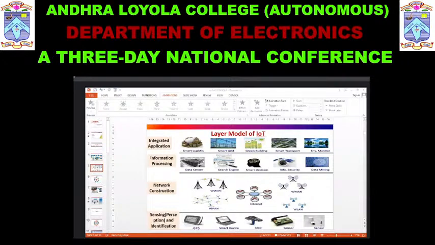Now in the application layer, we are dealing with the MQTT protocol. MQTT stands for Message Queuing Telemetry Transport. In the transport layer, we are using TCP and UDP protocols, and in the network layer, we are using IPv4. We have some third-party cloud platforms available, but here we design our own cloud and our own web application to monitor the smart city parameters.